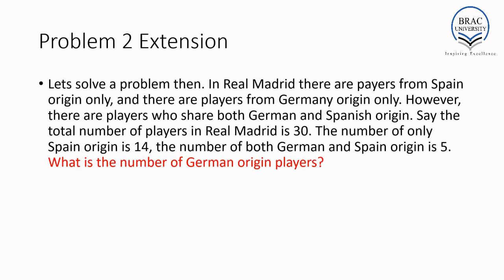So if I want German origin players, see, in the previous problem I wanted German origin only players, that is, they are from Germany and not Spain. But here I did not say that. I said I want the German origin players. That is, I will count the German only players plus the players who are from Germany and Spain both. Do you see the difference between these two problems? I hope you do. And I would like you to pause the video now and do it on your own.